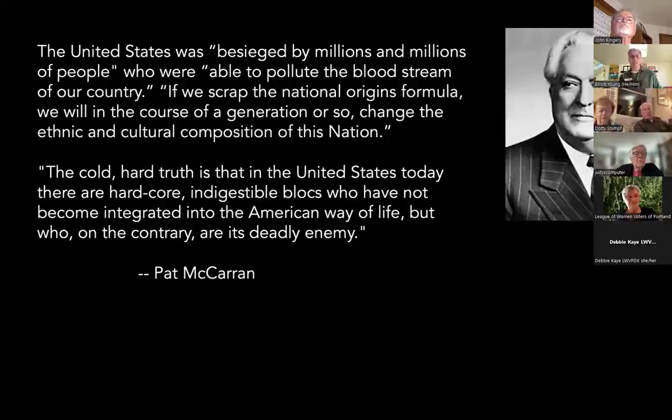McCarran himself made statements that might sound familiar if you listen to the news and the Republican candidate Donald Trump. McCarran said the United States was besieged by millions and millions of people who were able to pollute the bloodstream of our country. If we scrap the national origins formula, we will, in the course of a generation or so, change the ethnic and cultural composition of this nation.